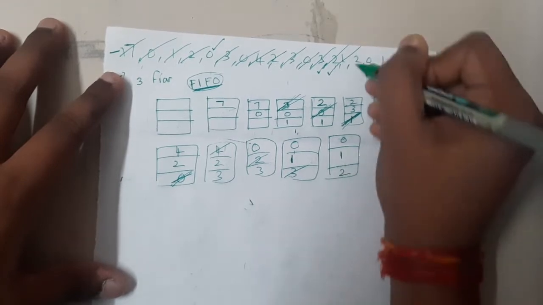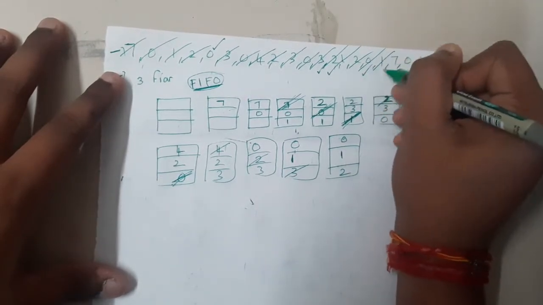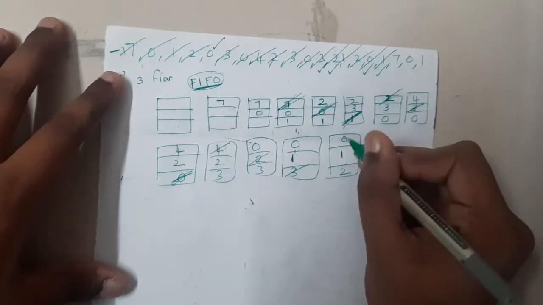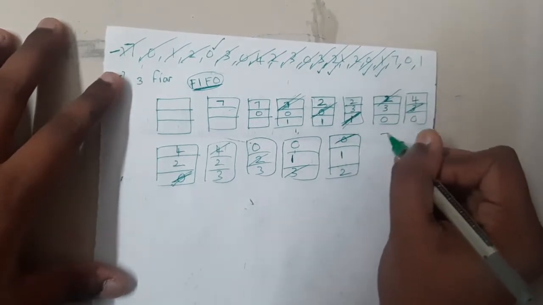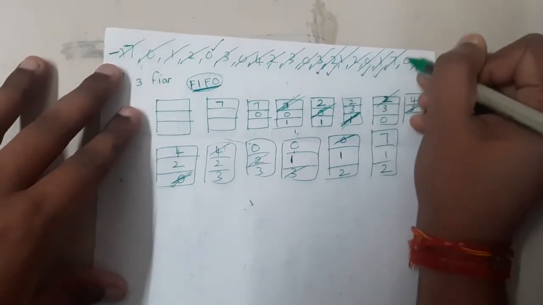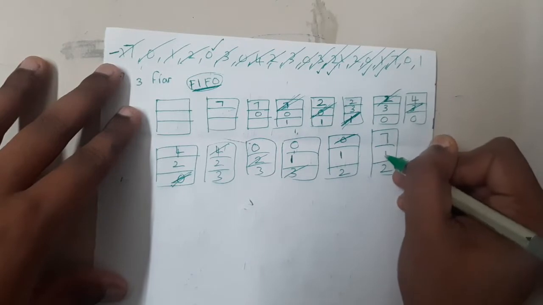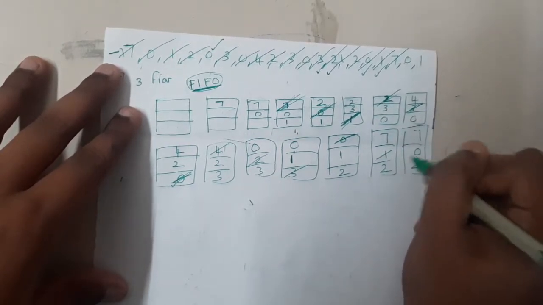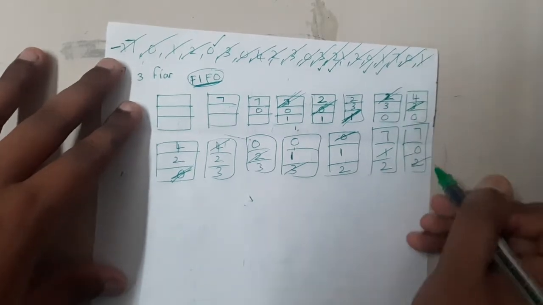So 0, 1, 2. 0 is already in the list, 1 is also already in the list. When it comes to 7, 7 is not there in the list, so we are going to push this guy outside. So 7, 1, 2. After 7, 0 comes. 0 is not there in the list, so we will push this 0 outside. So 7, 0, 2. Similarly, 1 is also not there in the list, so we will push this last guy outside.